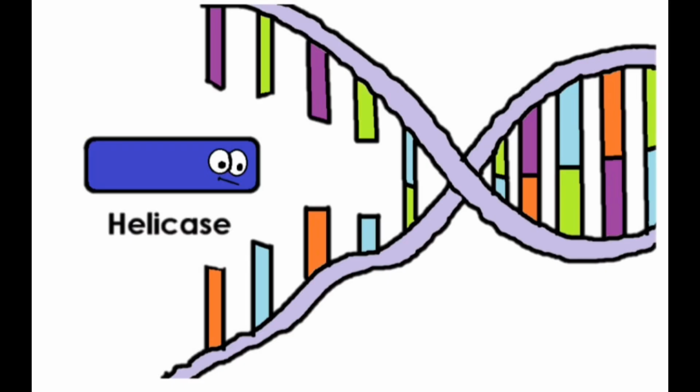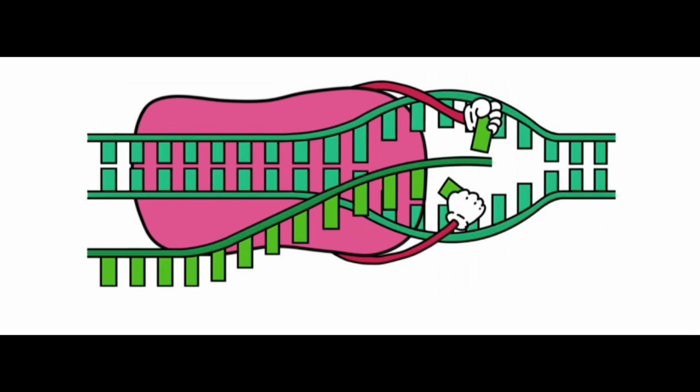An enzyme called helicase acts like a molecular zipper, unwinding the tightly coiled DNA double helix so the genetic code can be accessed. Once the strands are separated, another enzyme, RNA polymerase, moves in. This enzyme is the true workhorse of transcription. It reads the DNA strand and builds a complementary strand of messenger RNA, or mRNA.